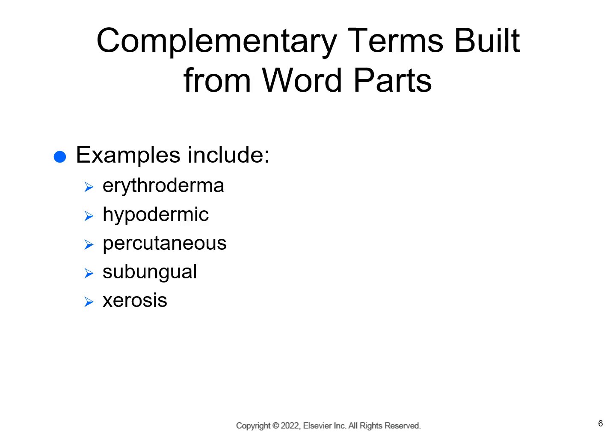The next is complementary word terms built from word parts. First one is erythroderma. Derma means skin, and erythro means red, so this is red skin, and usually you're talking about something that is unusual, not a normal coloring. Hypodermic, the dermic means pertaining to the skin. Hypo tells us it's below or under, so this is pertaining to under the skin. Percutaneous, ous would be pertaining to, and then per is through, cutane is skin, so this is pertaining to through the skin.